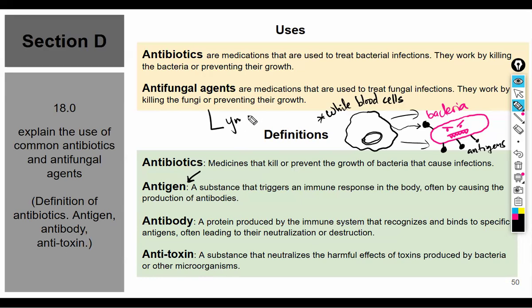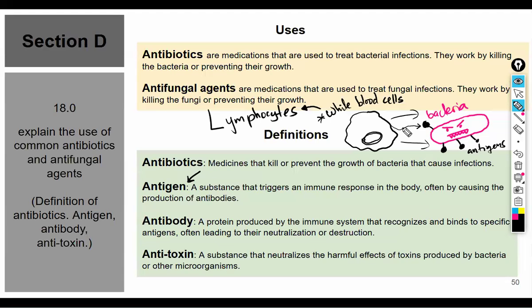It's your lymphocytes. That's the type of white blood cell. The other type of white blood cell is the phagocytes. That's the caveman one that just eats the bacteria. I'm talking about lymphocytes.